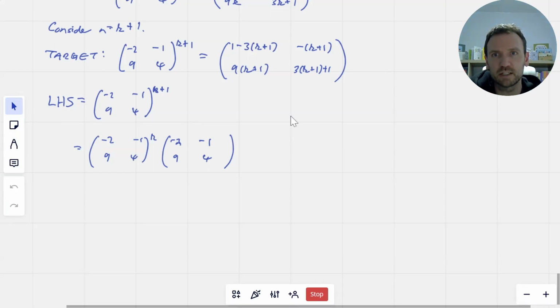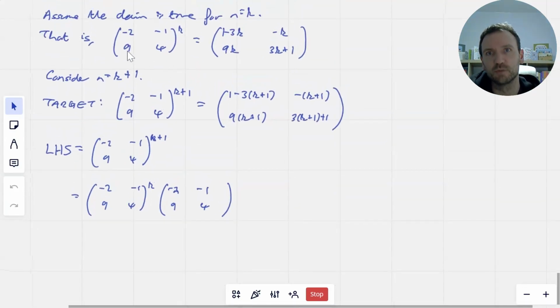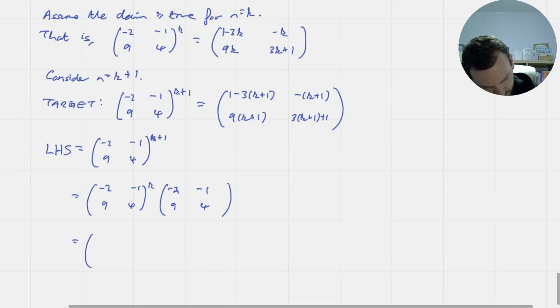Why are we splitting like this? Well, look at what we've assumed. We've assumed that this matrix to the power of k is equal to this. Given we've made this matrix to the power of k appear, we're in a position where we can use that assumption. So the first matrix, rather than writing it still as the power of k, I'm going to replace it with what we've assumed.